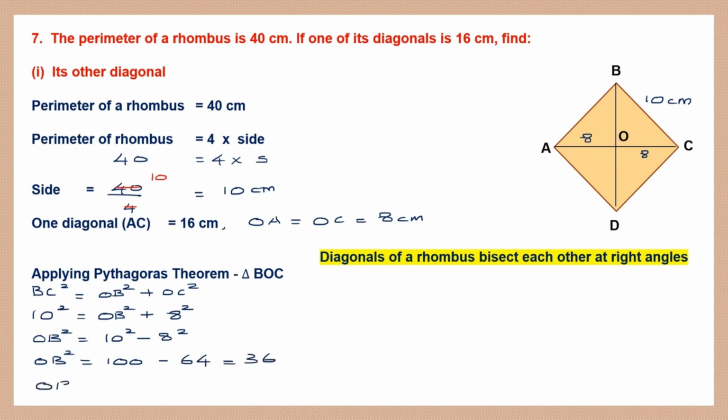So how much is OB? OB will be equal to the root of 36. What is the square root of 36? 6. 6 sixes are 36, isn't it?